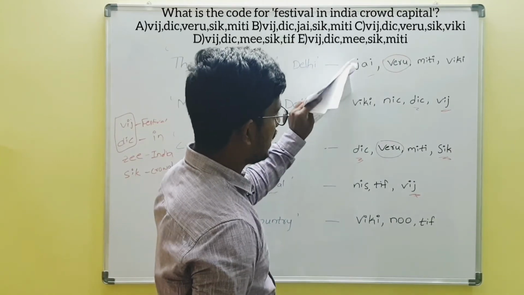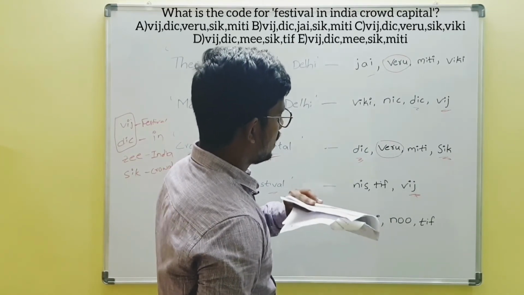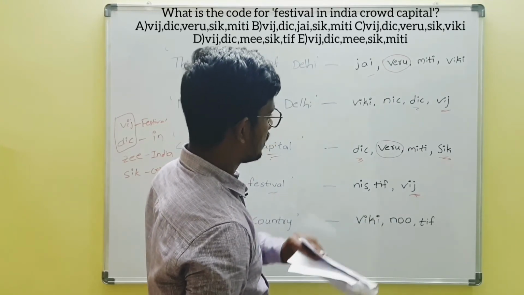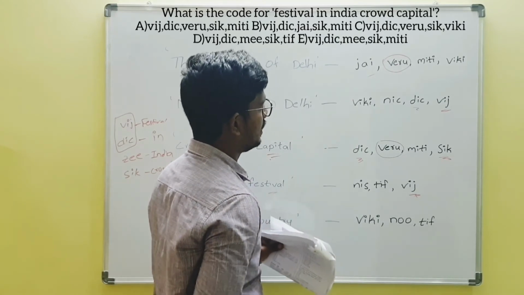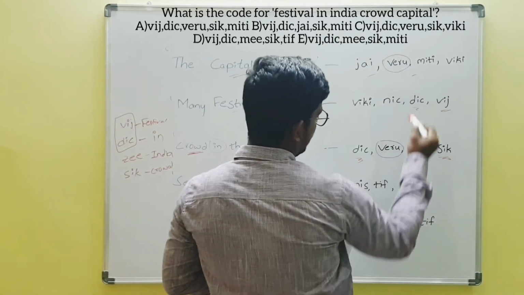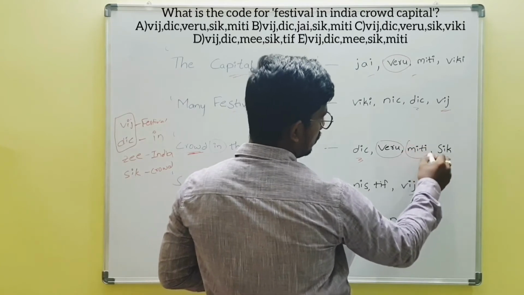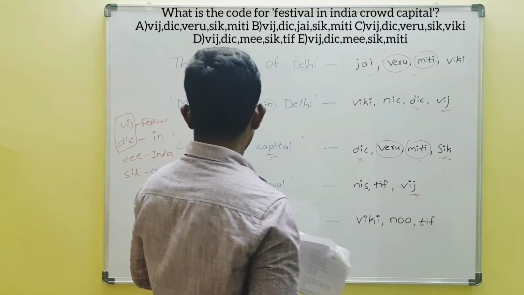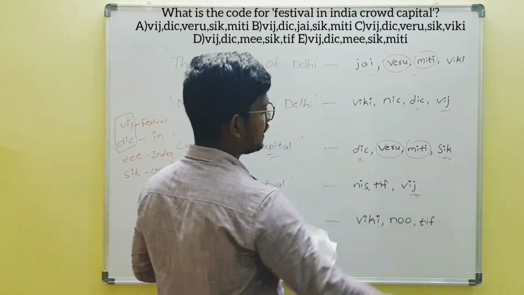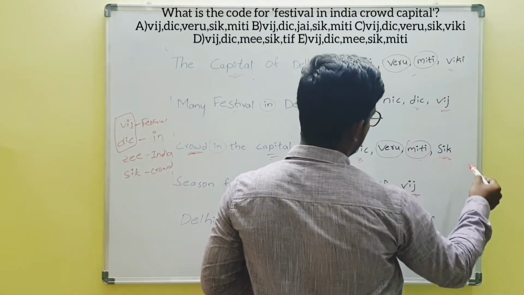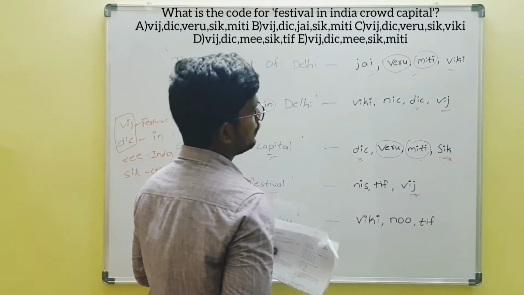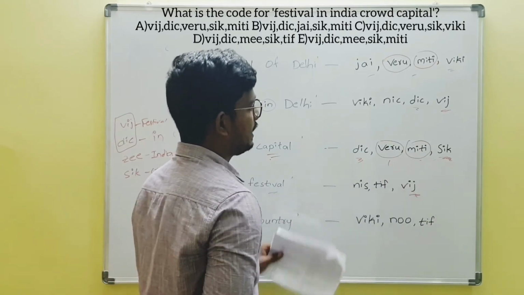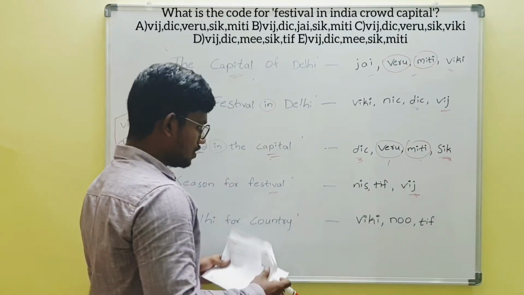If I take JAI, it is not used in the third statement. If I take MITI, okay, even MITI is used in the first statement and third statement. So I can even take MITI as the code of capital, okay, and if I take VIK, it is not used in the third statement, and SIK is also not used in the first statement. So I can take either Viru or MITI, okay.